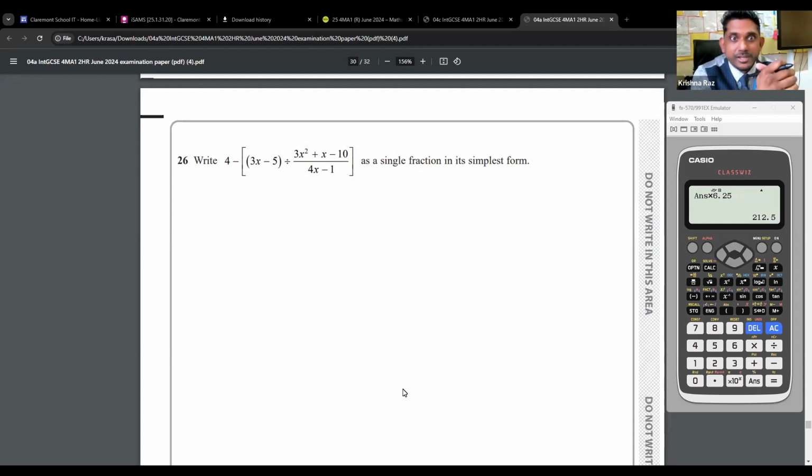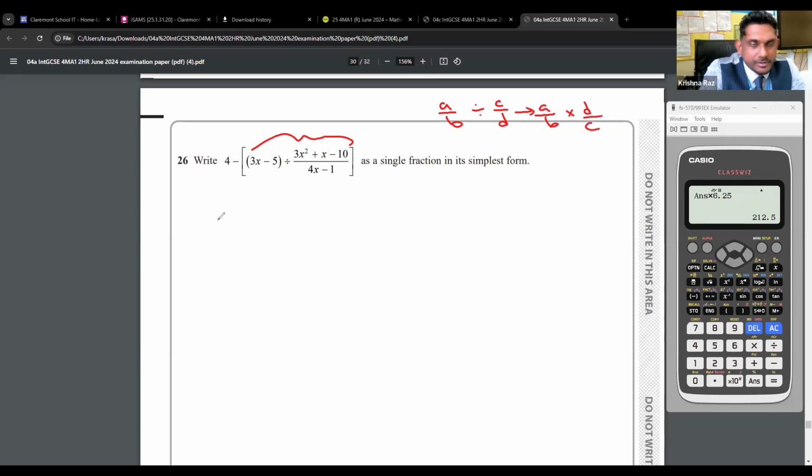Hi guys, a look at paper 2 of the mock exam. So question 26, light work. Look, that looks pretty disgusting. So let's ignore the 4 first and try and neaten this bit. So we know when we divide fractions, if I have this, it becomes this. So I'm going to deal with that. So I've got 3x minus 5 over 1 times by 4x minus 1 over 3x squared plus x minus 10.